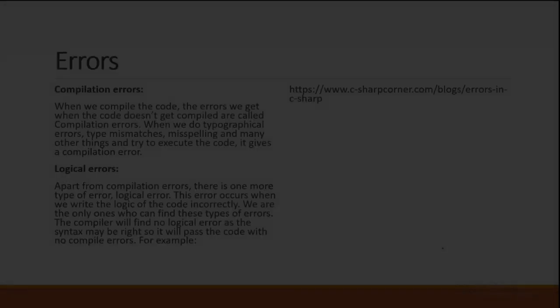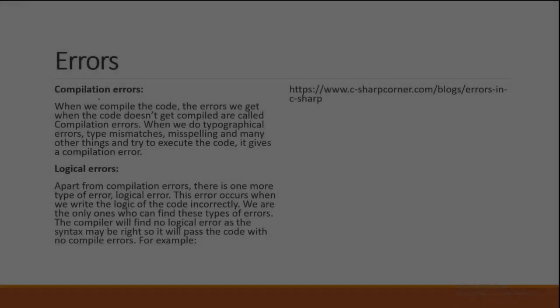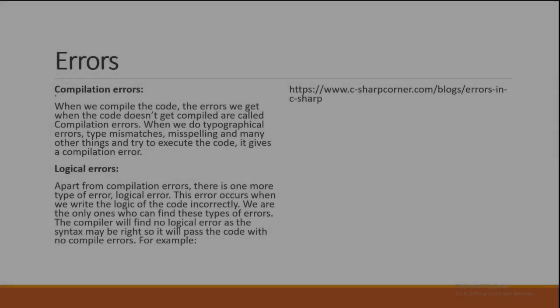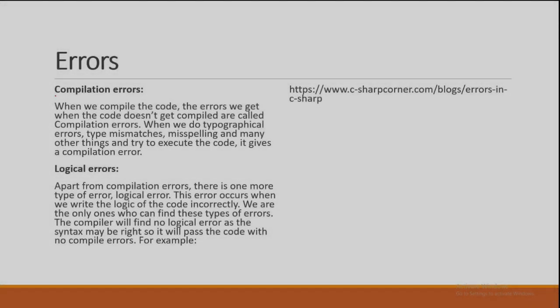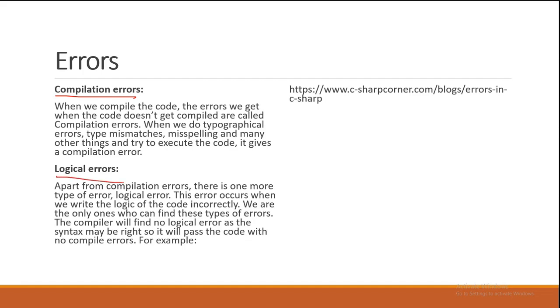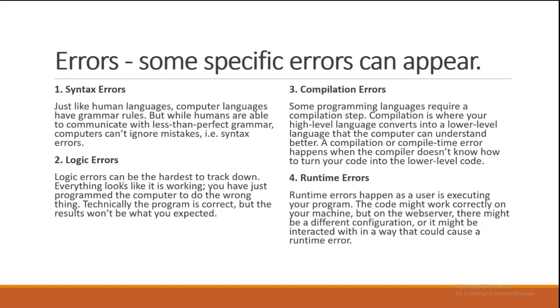Let's go to errors. In programming languages, generally, there are two types of errors: compilation errors and logical errors, and in C sharp we can meet these kinds of errors too. If we divide them, we have syntax errors.